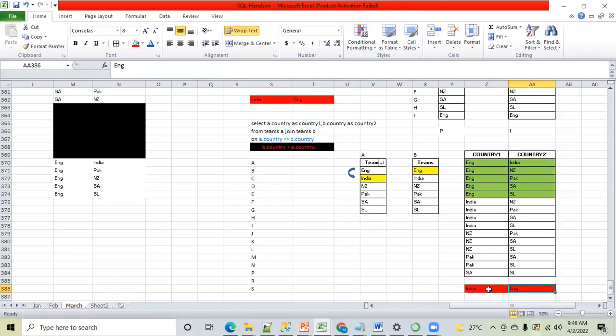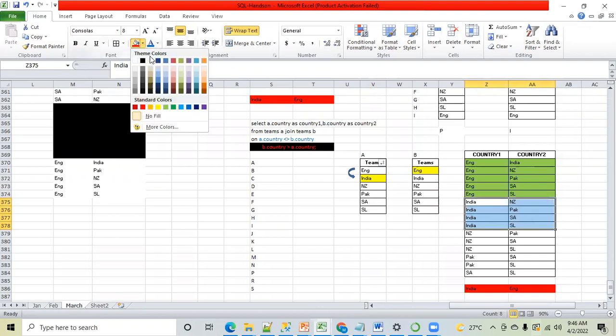Now, how to remove this? That is what I'm trying to make you understand. I don't want India to match with England. So it means I don't want India to go to the previous record, right? I want India to match with all the successive records: India with New Zealand, India with Pakistan, India with South Africa, India with Sri Lanka, right? Now you see this combination. Is this what you're expecting?